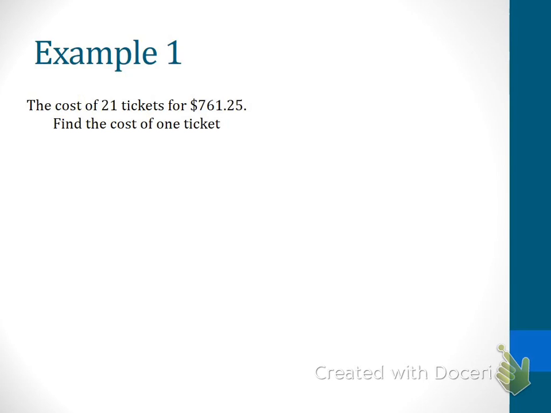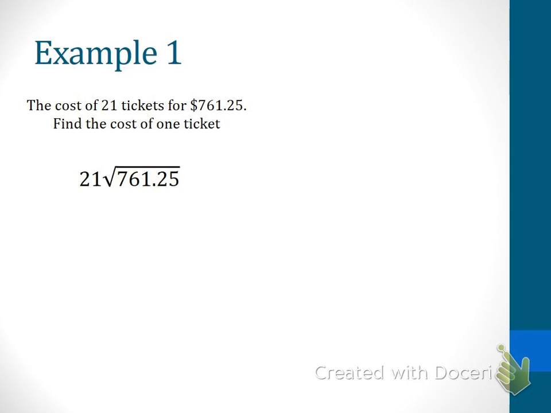It says the cost of 21 tickets is $761.25. Find the cost of one ticket. So if you're going to divide these, which number goes on the inside? Which number is your dividend? 761. Very good. And 25 cents. 21 goes on the outside. Go ahead and write that down.